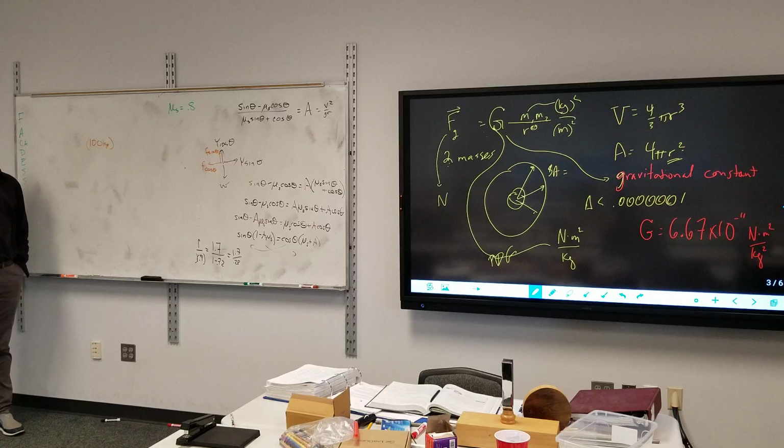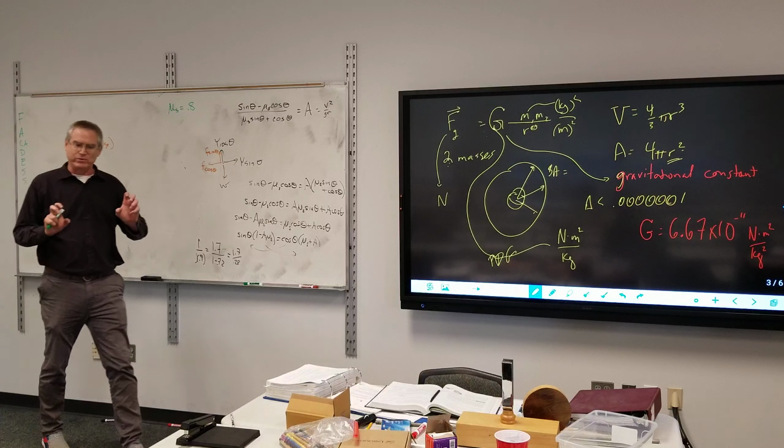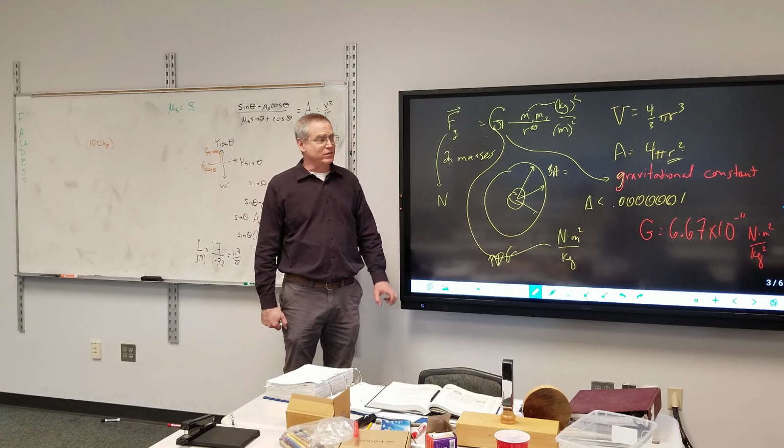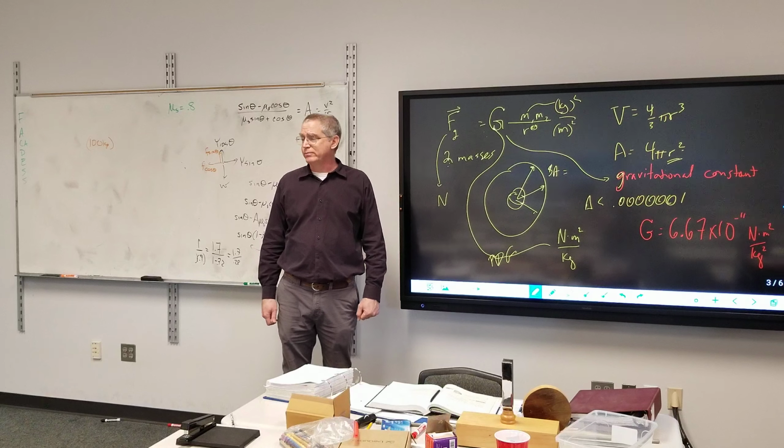When you start getting into the theoretical realm, they deal with what are called naturalized units. And in naturalized units, you have constants like the speed of light and gravitational constant, which are equal to 1.